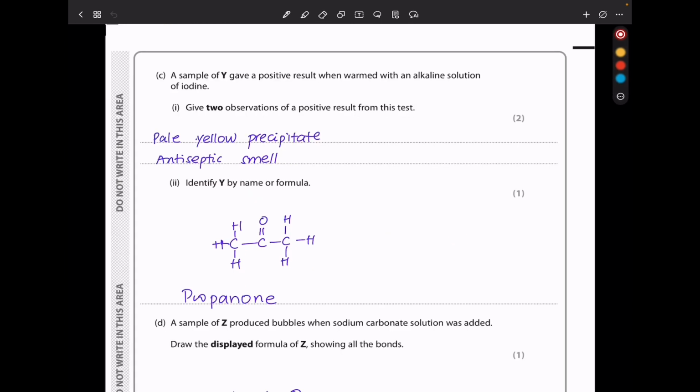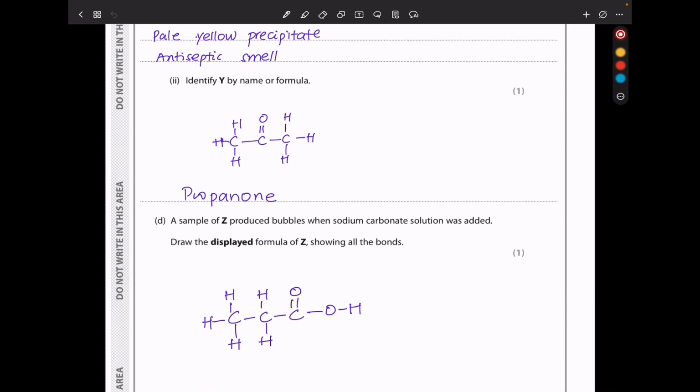A sample of Y gave a positive result when warmed with an alkaline solution of iodine. Give 2 observations of a positive result from this test. Because this is the iodoform test, remember they talked about an alkaline solution of iodine. The observation is going to be a pale yellow precipitate and an antiseptic smell. That is going to be triiodomethane.